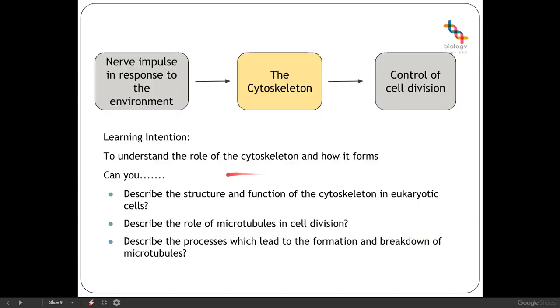So from that, you should be able to describe the structure and function of the cytoskeleton in eukaryotic cells, being that the cytoskeleton is a network of protein fibres and that its role is to give mechanical support and shape to the cell. The role of microtubules in cell division is to help form the spindle fibres, which are going to move the chromosomes around, and also to help rebuild our cytoskeleton following cell division. And the processes that lead to the formation and breakdown of microtubules are the polymerization and depolymerization of tubulin, forming the alternating dimers of alpha and beta tubulin.